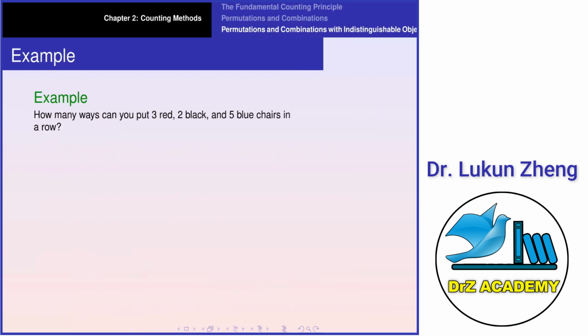Now, let's consider another one. How many ways can you put 3 red, 2 black, and 5 blue chairs in a row? Solution. We assume that these 3 red ones are going to be exactly the same, the black ones exactly the same, and the 5 blue chairs too. Only the colors are different.